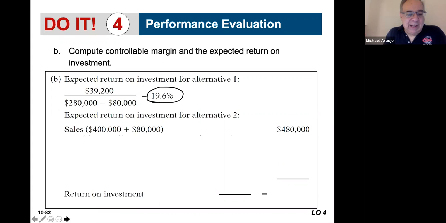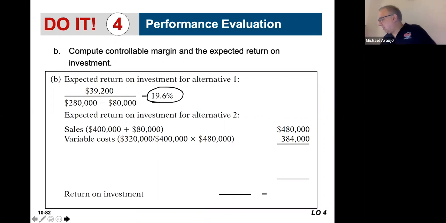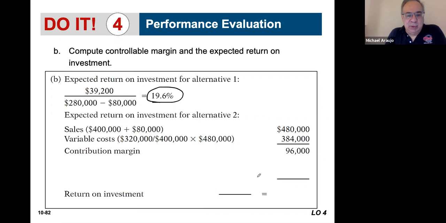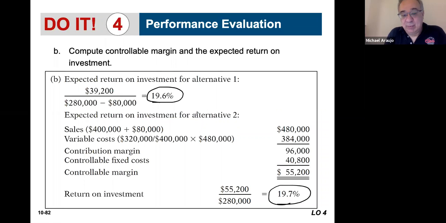Well, what if you went ahead and boosted your sales accordingly? The second thing they wanted you to do is increase sales by 80,000. And so you would have a contribution margin of the same percentage: 96,000 is 20% of the 480,000 in sales. You would take away the fixed costs. Your controllable margin is now $55,200, and that would be divided by the original 280,000 of average operating assets. That would boost up your return on investment to 19.7%, so just slightly higher.